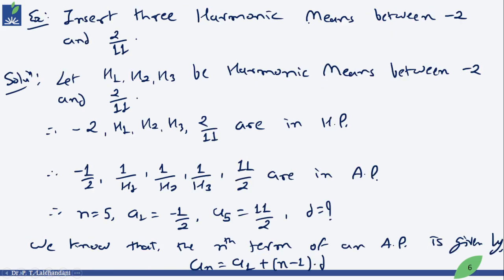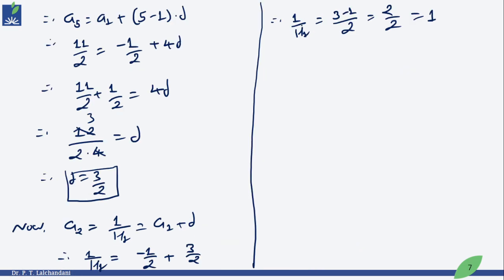What we want to find out? We want to find out the values of h1, h2 and h3. In order to find out the value of h1, we'll take the reciprocal of this term. So reciprocal of 1 is 1. So we are having the value of h1, that is 1.